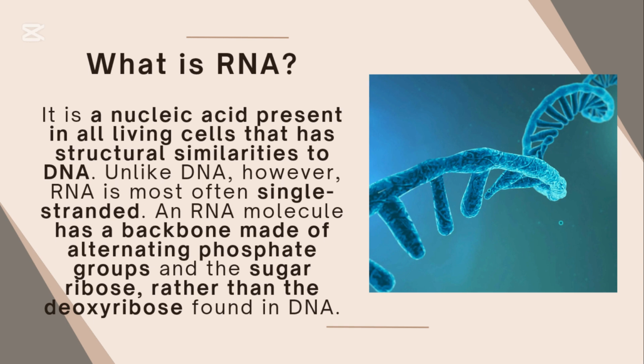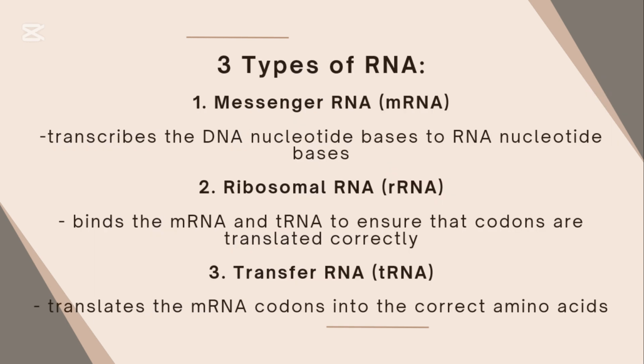RNA is a nucleic acid present in all living cells that has structural similarities to DNA. Unlike DNA, however, RNA is most often single-stranded. An RNA molecule has a backbone made of alternating phosphate groups and the sugar ribose, rather than the deoxyribose found in DNA. There are 3 types of RNA.